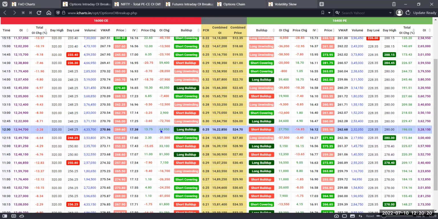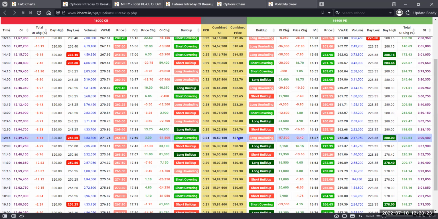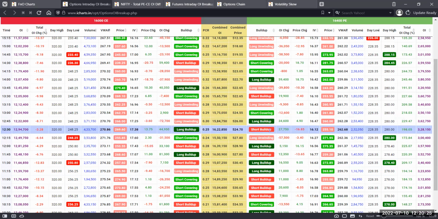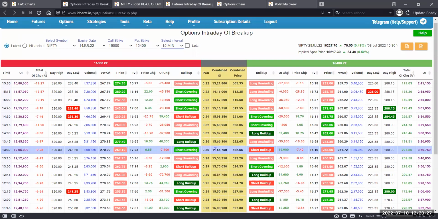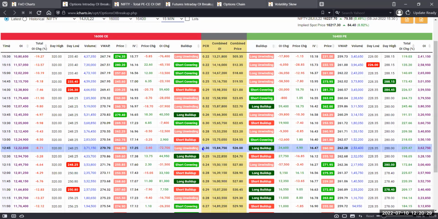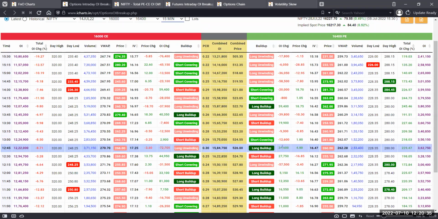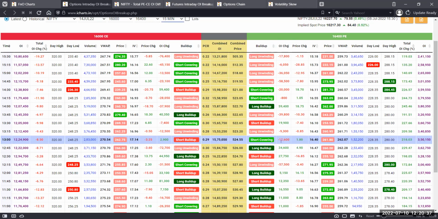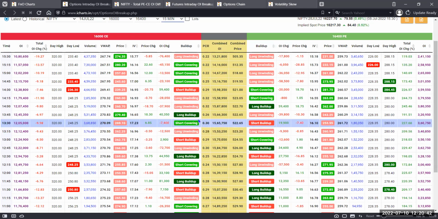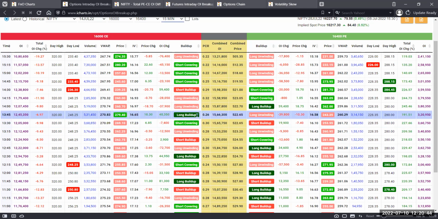Here, both sides buildup is there. So no analysis here. Here, unwinding is there. So we remain bullish. Unwinding on this side, buildup on this side. We remain bullish. Unwinding here, but it is not significant. It's a little less than 10%, 8%, 7% or so. So not significant. So I hope you got the idea here.